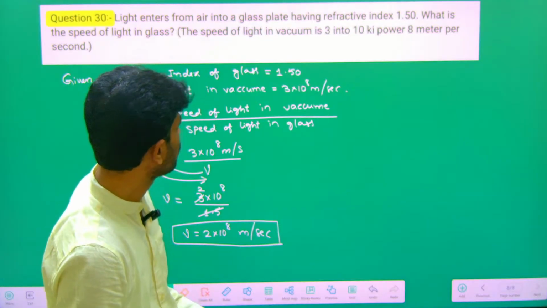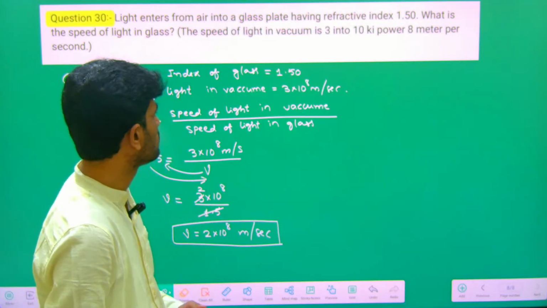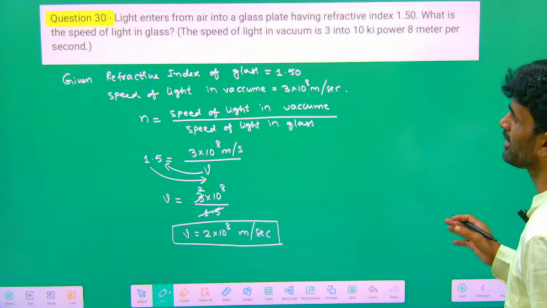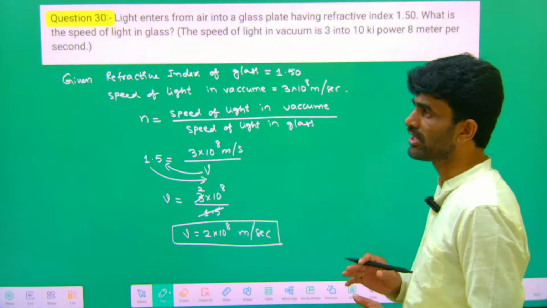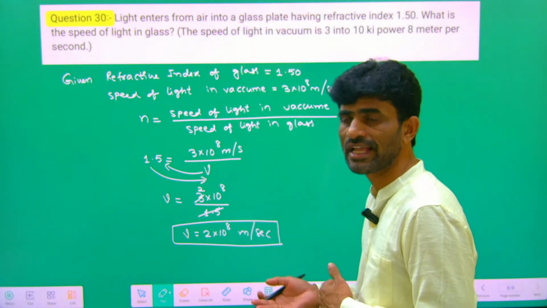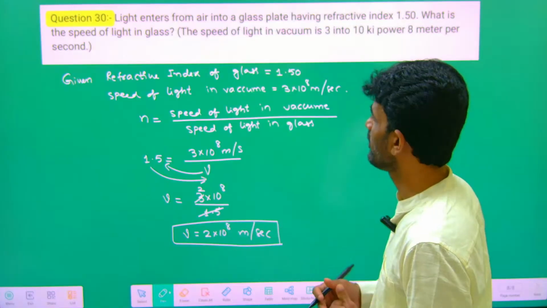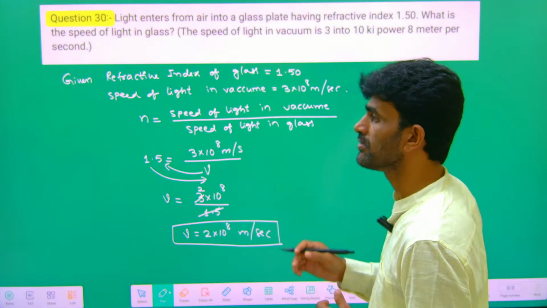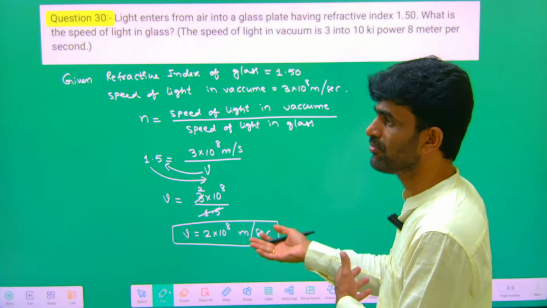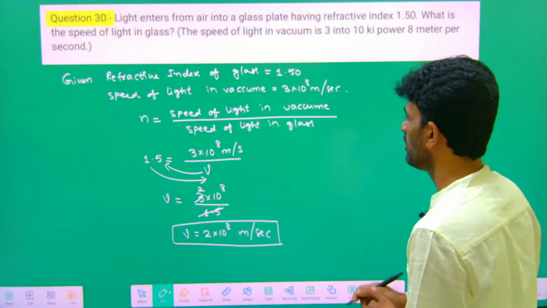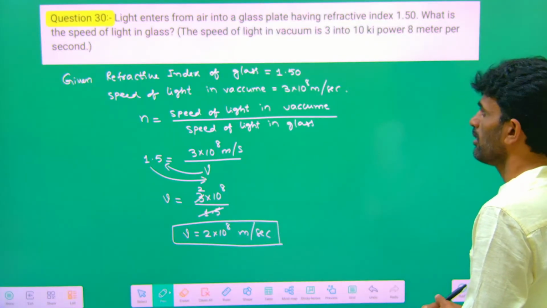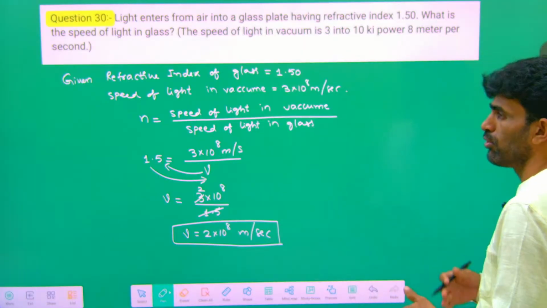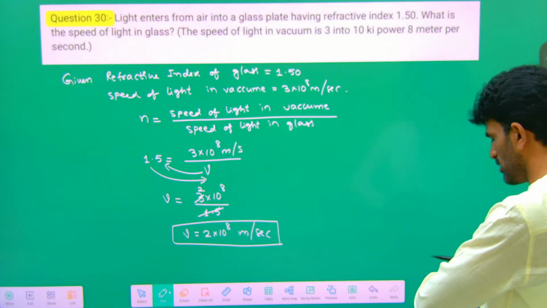Hope you understood how to find speed of light in glass, and how refractive index related problems are going to be. Like this only, sometimes both the speeds will be given and you find the refractive index, or angle of incidence and angle of refraction will be given and you find refractive index, or refractive index and speed in one medium will be given and you have to find speed of light in another medium. This is one way. Now let us see one or two problems in lens. Then we will conclude. If you have more doubts, one more session we will conduct.